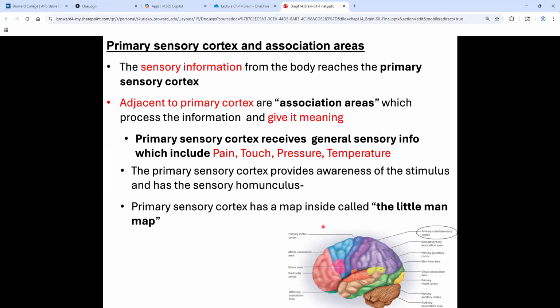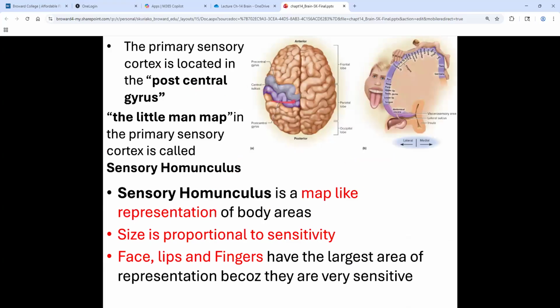The association areas actually take the information and give it more meaning. Okay. So the primary sensory cortex is where all your pain, touch, pressure, temperature goes. And this is the primary sensory cortex. And in the primary sensory cortex, there's a map. You can't see a map or anything, but there is a map. We call that the little man map. So what is this little man map?